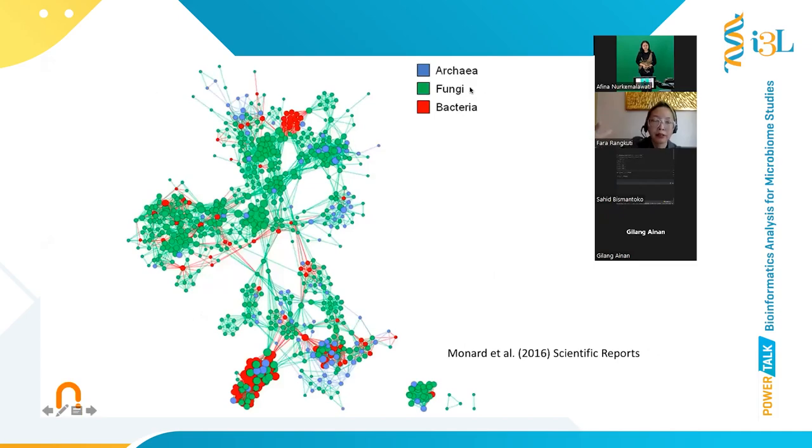Okay, so you can visualize your data like this, or you can take a more high level view. You just look at your data by the kingdoms they belong to. So for this one, you have archaea, fungi, bacteria. It really depends on what you want to see and what you want to study, right?